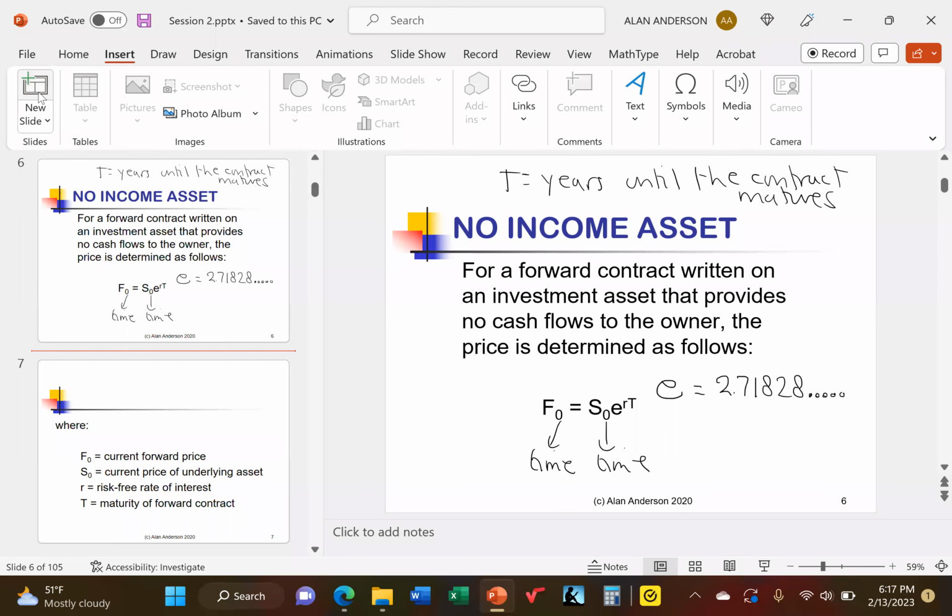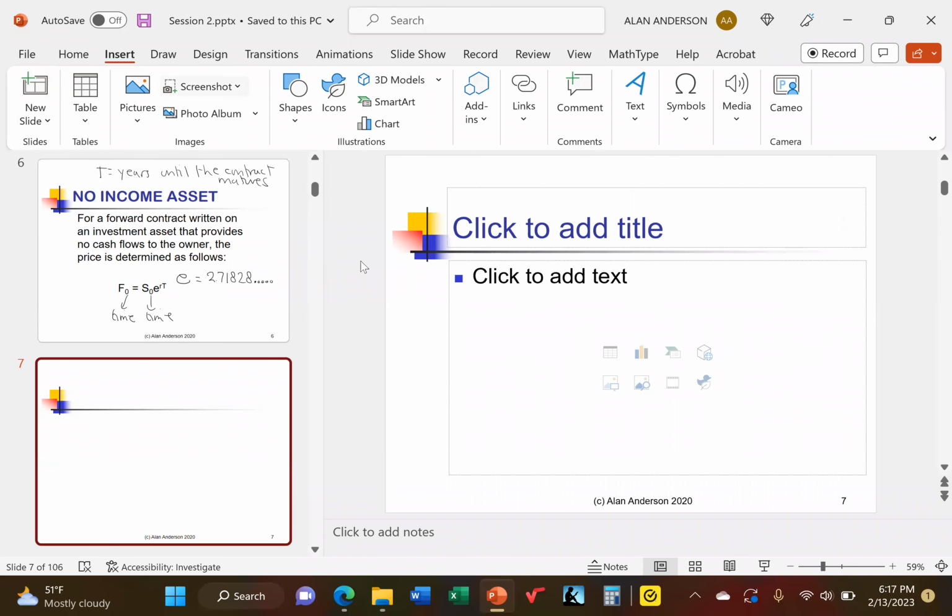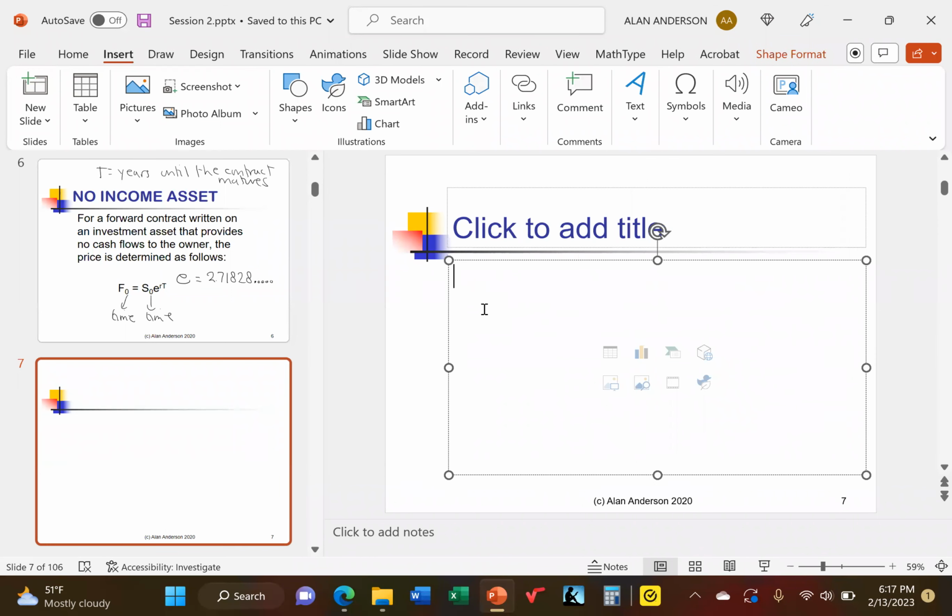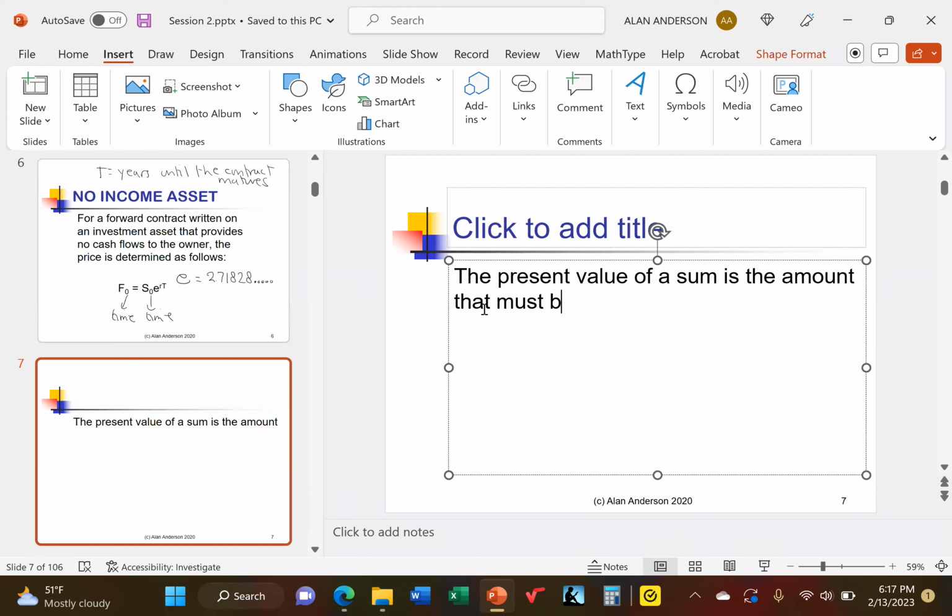Just to quickly review what this is all about. The present value of a sum is the amount that would need to be invested today in order to be worth that sum in the future.